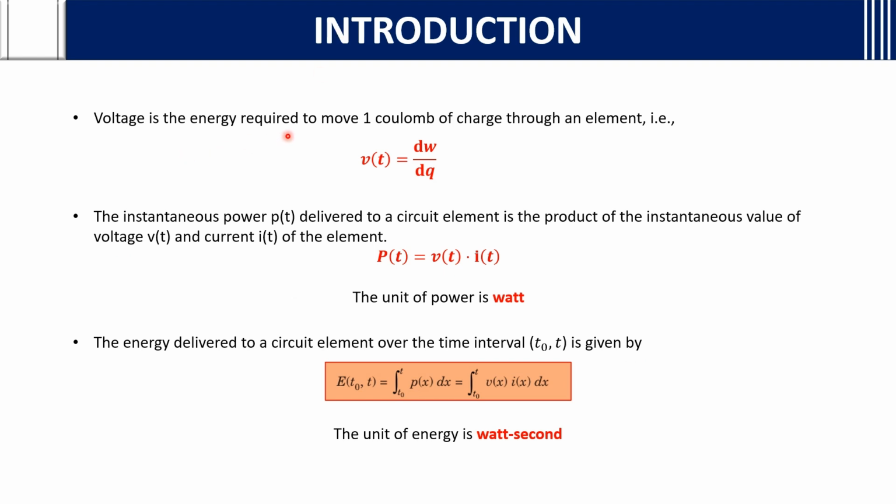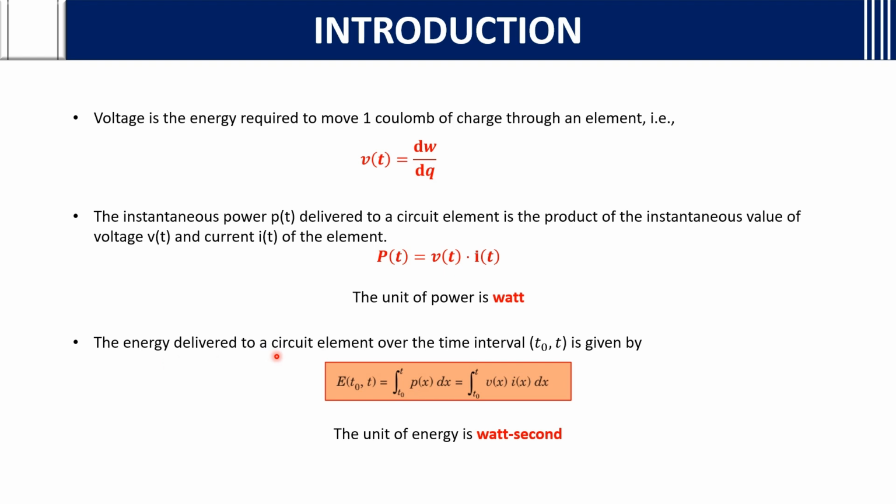Voltage is the energy required to move 1 coulomb of charge through an element, that is V of t is equal to dW by dQ. The instantaneous power P of t delivered to a circuit element is the product of the instantaneous value of voltage V of t and current I of t of the element, where P of t is equal to V of t into I of t, nothing but voltage and current. The unit of power is watt.